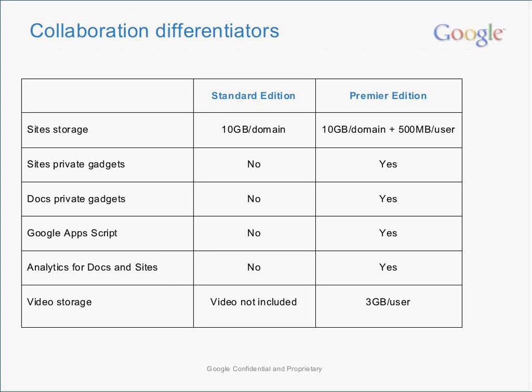And as far as Google Video is concerned, this is our tool, the internal tool for video sharing within your company. This is not available with the standard edition. We are offering 3 gigabytes per user in the Premier Edition for video storage when it comes to Google Video for your business.